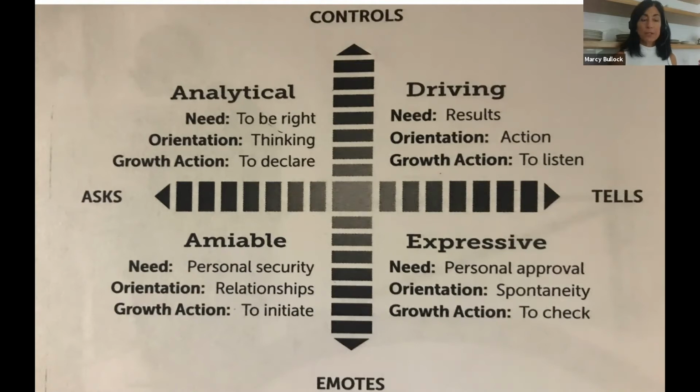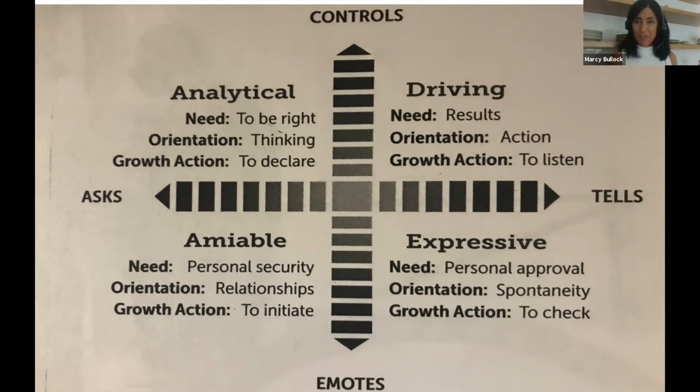So if you notice on here, this is more of our ask on that side with the analytical and amiable, and this is more of the tell with the driver and the expressor. This is more controlling up here, and this is more emotional down here. And with each of these, we have a need, we have an orientation, and we have a growth action. That's something that we need to work on.